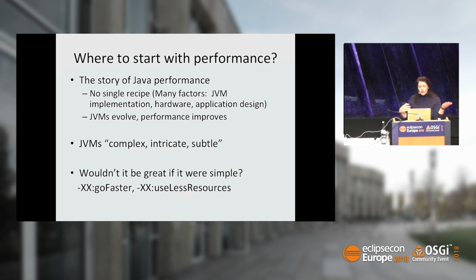Often people say the JVM is very complex, intricate, subtle. You often hear the story that it's not going to be easy. It might be impossible. It would be great if it were simple, right? You could just add an extra command line option that would say, go faster or use less resources, depending on how you want to be performant, because of course there are metrics that you want to be good at. Depending on where you're running your Java application, you might want to slide across the scale from being less fast to using less resources, and as you move along that scale, it changes. You take from one side and slide it to the other.